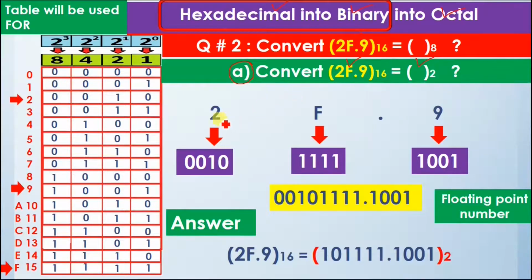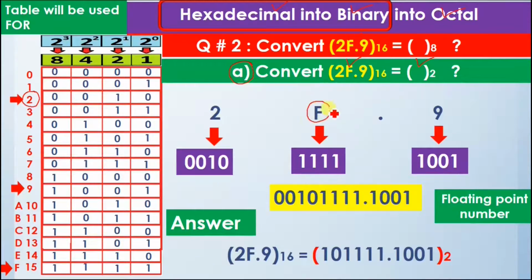Okay. So we have the number 2F.9 here. So we will look at the table. Where is 2 in the table? Here is 2 in the table, and it is equal to 0010. So we write here 0010.